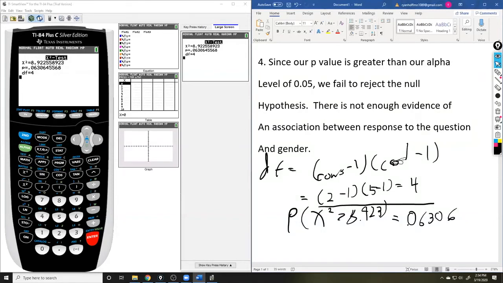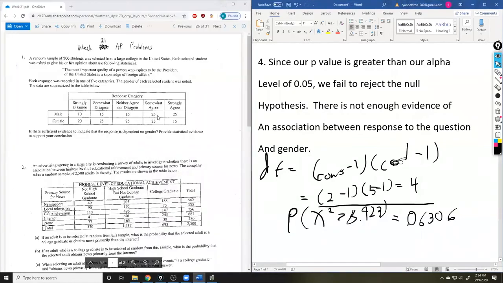All right. Let me minimize the calculator so you can see that. Okay. Anything on that problem? Or are we set to go on that one? I think we're good. That's your typical four-step process there.